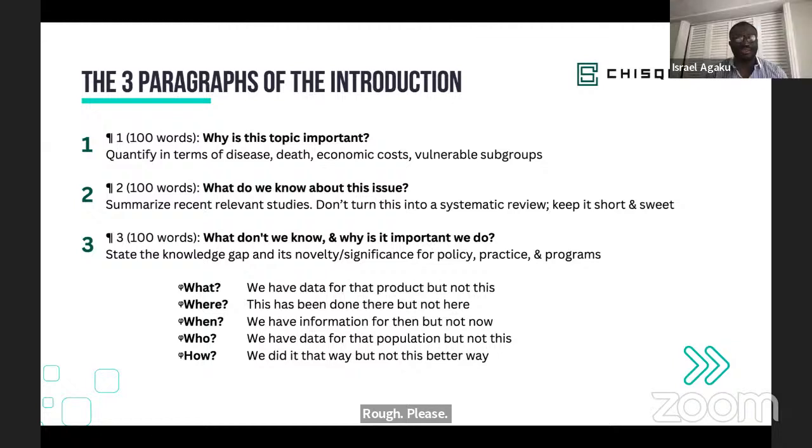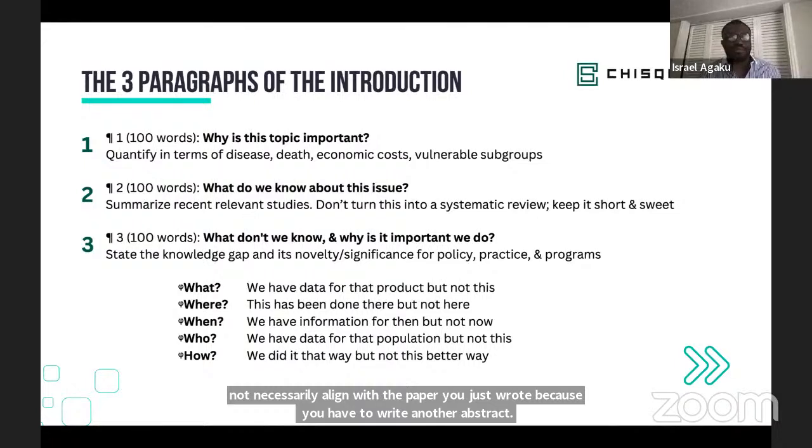Okay, so everything is obviously context dependent. You are talking about an entirely different context from what we're talking about. We're talking about when you're writing an abstract for a manuscript. What you described is a very different scenario, where they asked you for an abstract and then later on you wrote a paper, which is a different thing. And even in that context, the abstract you may have written first will not necessarily align with the paper you just wrote, because you will have to write another abstract. The abstract for that paper will likely be very different from the abstract you submitted.